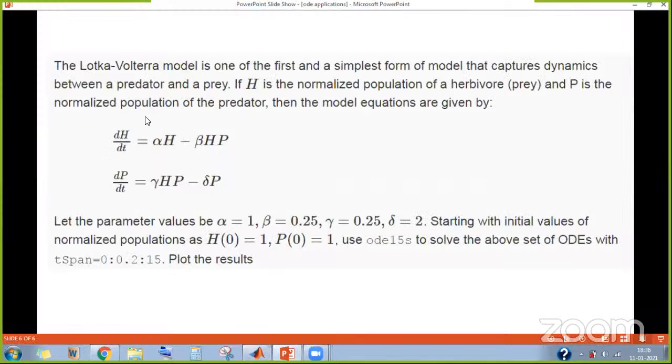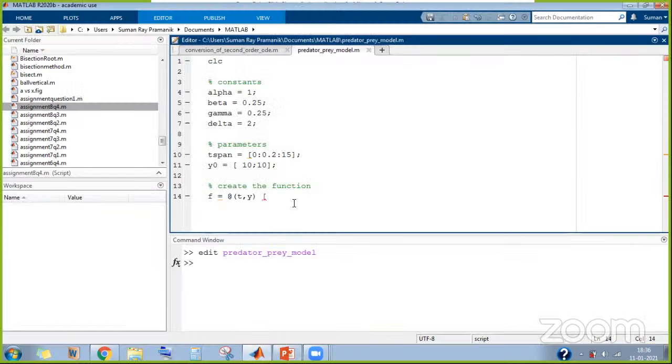Now let's go back and see the equation. So we will give the first equation, that is the prey equation. We'll give it first. So that is alpha into h minus beta into h into p. And let me say once again that h is my first element of y and p is my second element of y. So my first equation will be alpha multiplied by h, that is y of 1, minus beta multiplied by y of 1, that is h, multiplied by p, that is y of 2.